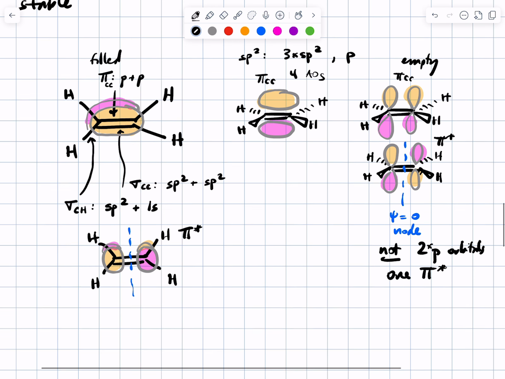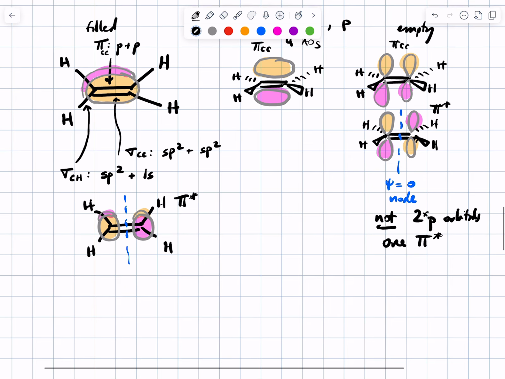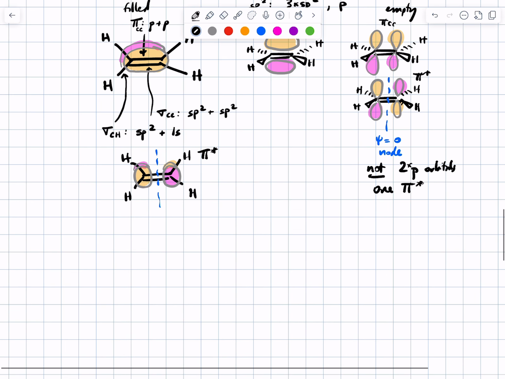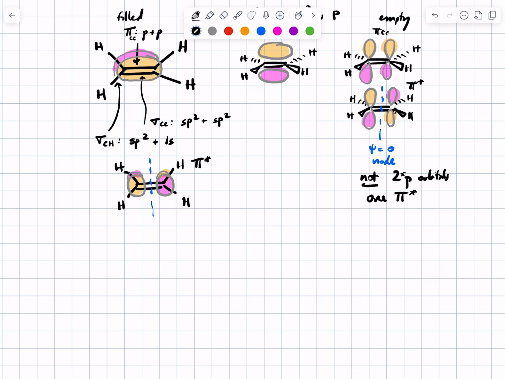So let's look real quickly at what the sigma bonding orbitals are going to look like. For ethylene, a carbon-hydrogen sigma bonding orbital is going to simply look like an sp2 orbital that enveloped the hydrogen. That's what you get when an sp2 orbital overlaps with a sphere. So that's what the sigma bonding orbital looks like.